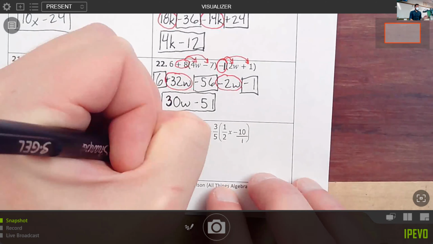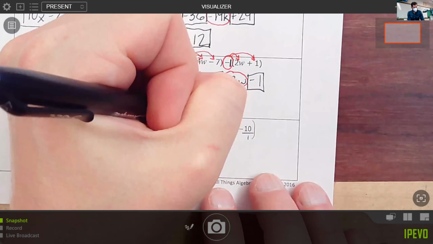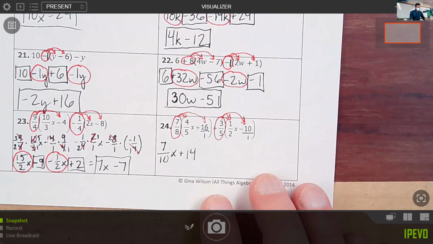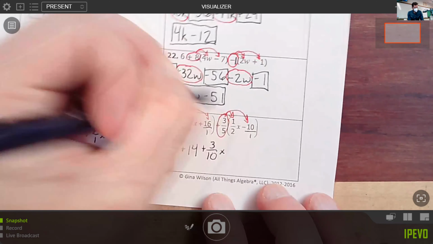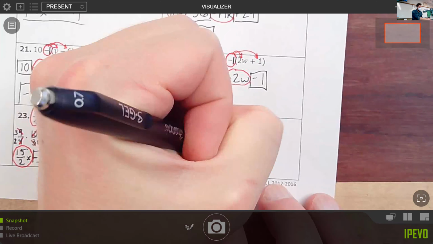You can use your calculator to do this. I'm totally fine with that. I'm just going to make this a little bit quicker though, so we can have at least a little bit of time to get going on this assignment. All right, then the other one. Let's see. 3/5 times 1/2 is going to be 3/10 x, so plus 3/10 x, and then 30 divided by 5 is 6, so minus 6.